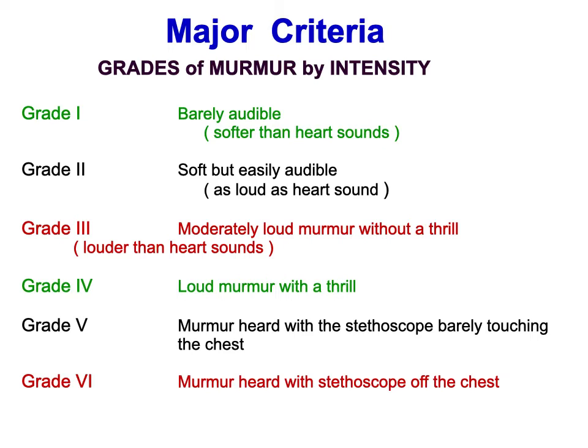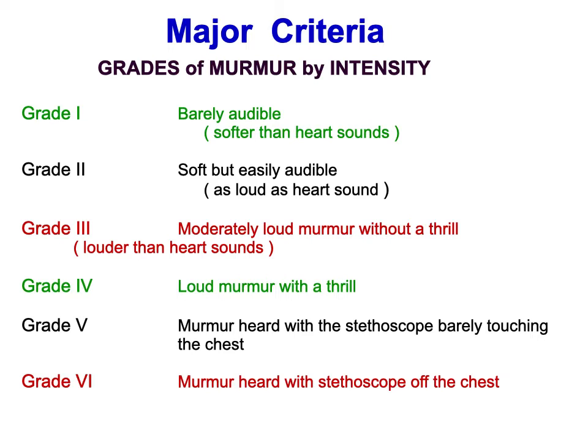When it is equal to the heart sound, it is grade 2. Grade 3 is louder than the heart sound, but there is no thrill on palpation. And grade 4 is a loud murmur, louder than the heart sounds, and you also get the thrill. And grade 5, when you are just taking the stethoscope off, it is loosely on the chest wall, and still you can very easily auscultate, very easily listen to the sound. And grade 6, even if you lift the stethoscope off the chest wall, still you can hear it very clearly. That's a grade 6. That's the loudest of the murmurs.